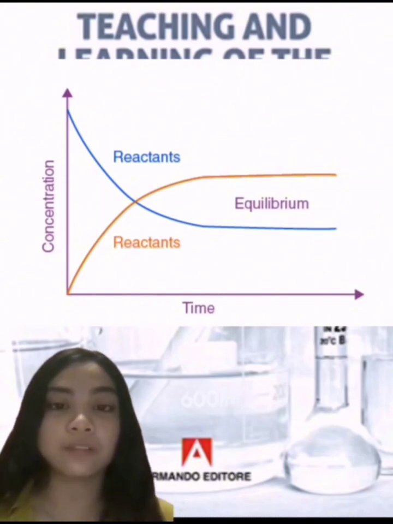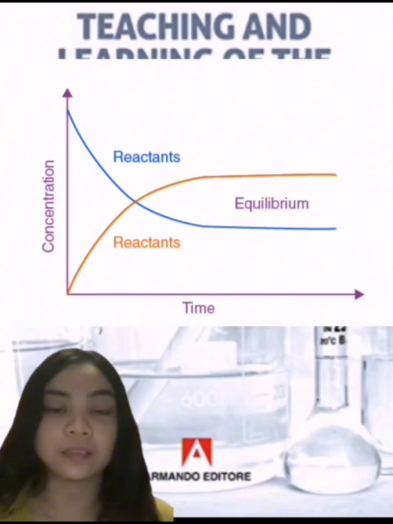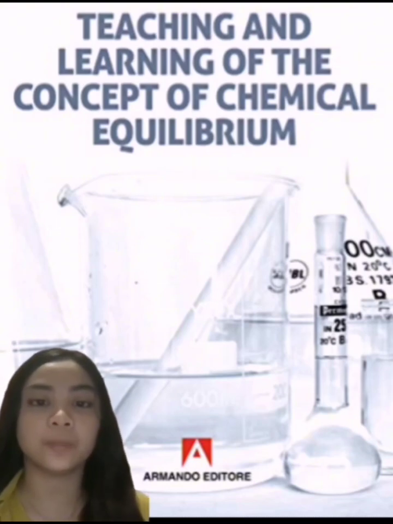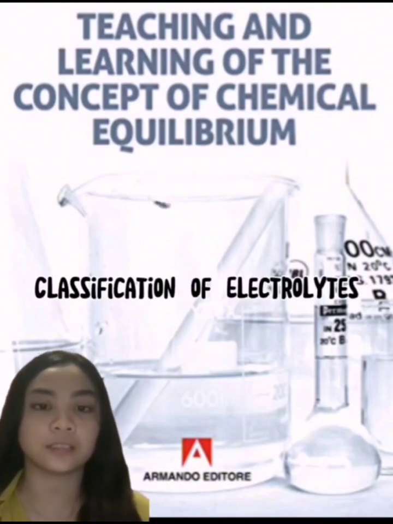One key aspect of chemical equilibria is that they can occur in both homogeneous and heterogeneous systems. Homogeneous equilibria involve reactions where all reactants and products are in the same phase, like all gases or all aqueous solutions. On the other hand, heterogeneous equilibria involve reactions where reactants and products are present in different phases, like gas-liquid or solid-gas reactions. The second concept and approach to chemical equilibria is the classification of electrolytes.